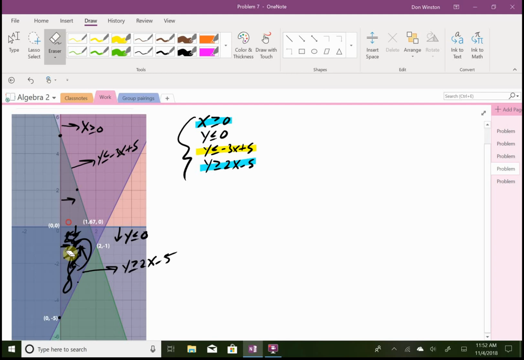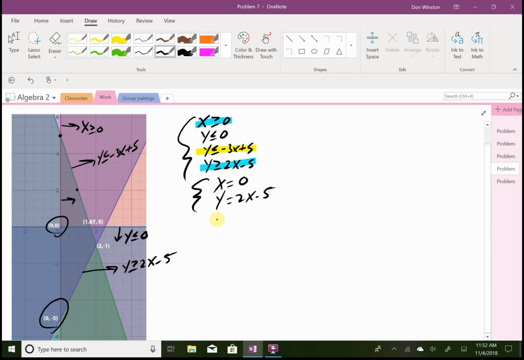Alright, so what we have left to do then is to find the corner points. Some will be easy to do, some a little more work. This one here, that's easy to see. That's 0, 0. So that's that corner point. This one here, that's the intersection of the line x is equal to 0, and y is equal to 2x minus 5. When x is equal to 0, we get y is equal to negative 5. So that's 0 minus 5.